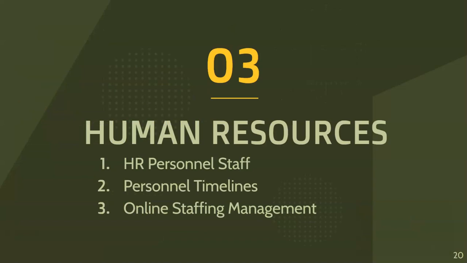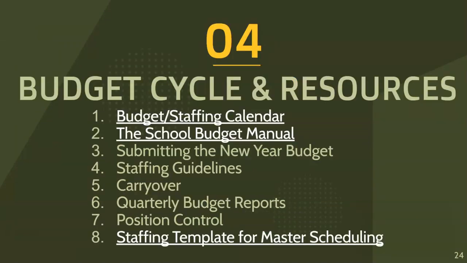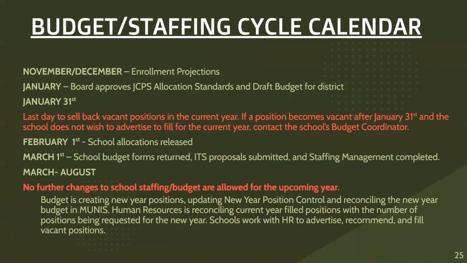So now let's talk about the role of human resources. So let's talk about the budget cycle and the resources that we have available to support our school principals. So the budget staffing cycle calendar really begins in November and December, when school principals receive the new year enrollment projections. They can review that and provide feedback to JCPS Geographic Information Systems.